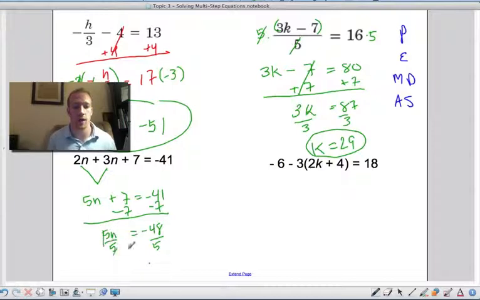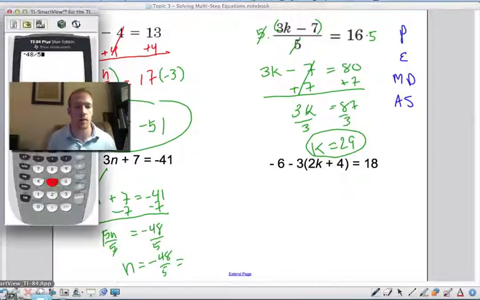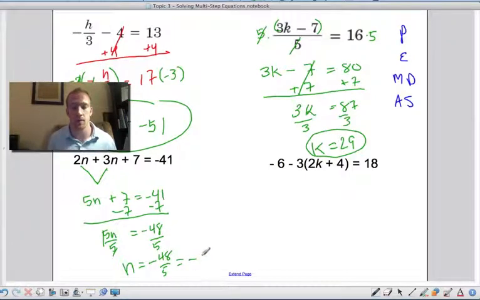Alright, so that gives me an n over here. And what does that equal? Well, negative 48 over 5 is reduced. Or if you like decimals better, you can get the decimal. Negative 48 divided by 5 equals negative 9.6. Okay? That's fine to get decimals. That happens. As long as you're doing all your steps correctly, that's what the answer is.